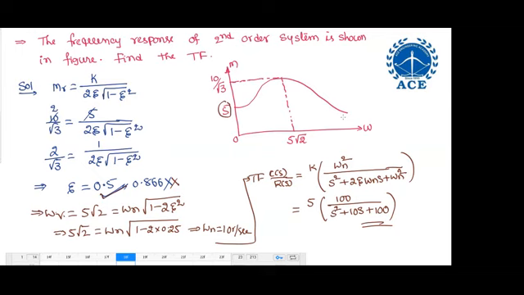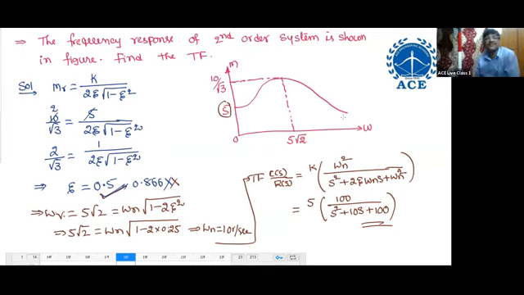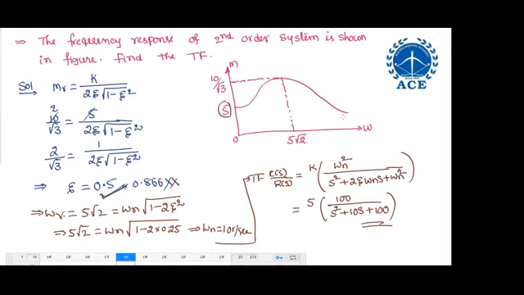Sir, if they don't give a range of K, then? Default is 0 to infinity, na. Okay, sir.